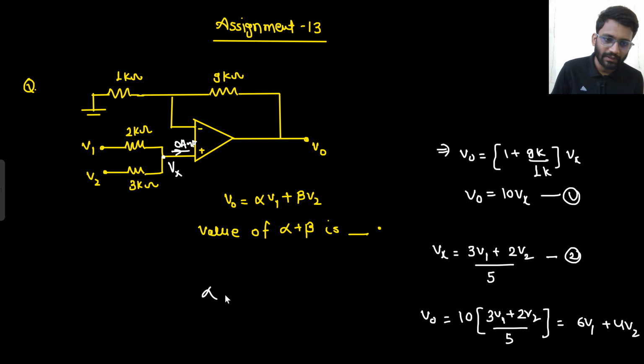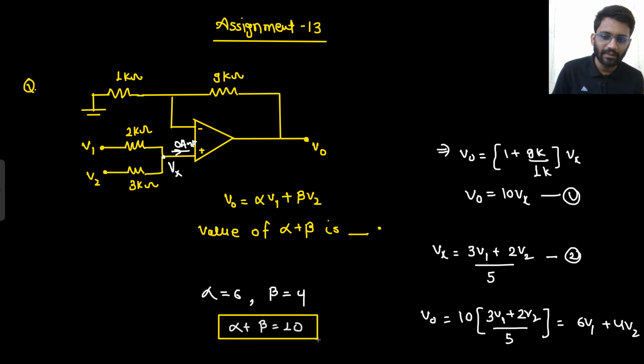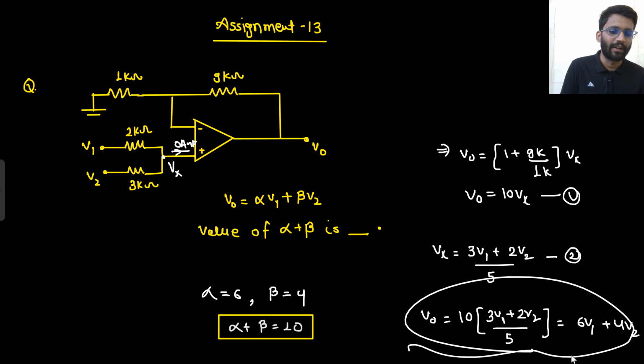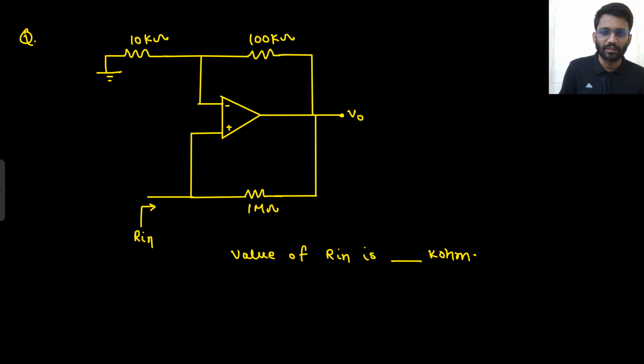So alpha value is 6 and beta value is 4. What is alpha plus beta? That is 10. That's it. These kinds of questions are very basic, very easy. Within 1 minute you will be able to answer it in the examination. In the examination you will write Vx potential as 3 into V1 plus 2 into V2 by 5, into 1 plus RF by R, that means into 10. That will be your final answer. This step only you will write. Let's move towards the next question.